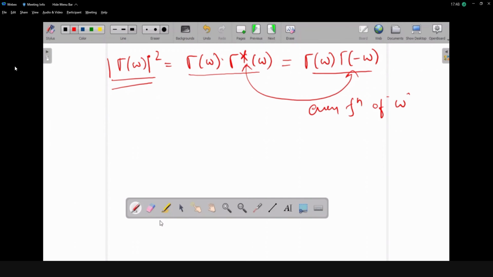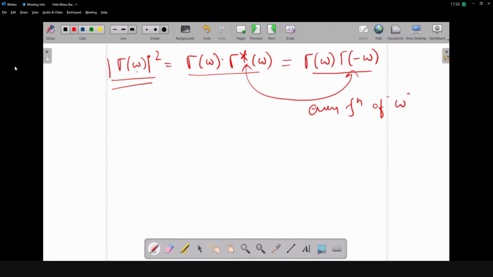Once you get that |Γ(ω)|² is an even function, it can be expressed in terms of polynomials of ω². We can express this in terms of the polynomials of ω² because in the filter coefficients we need to know the transfer function, which should be expressed in terms of ω. That's why we can express |Γ(ω)|² in terms of polynomials.